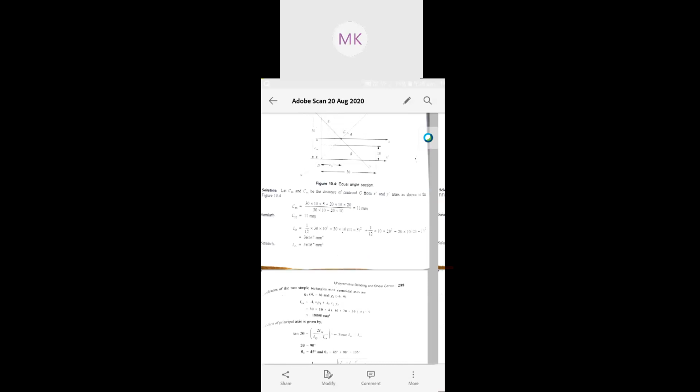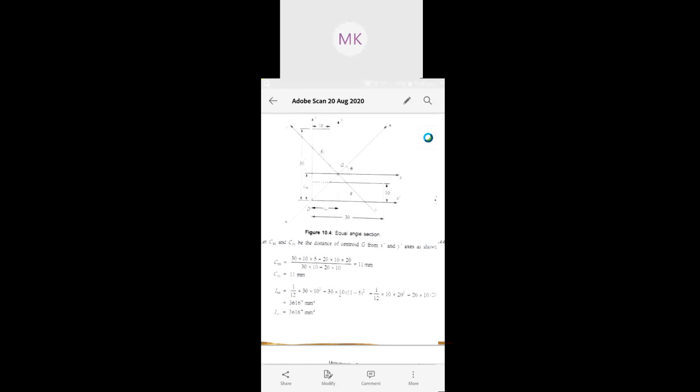You can name it a different way also, as per your convenience. But from the x dash and y dash axis, we need to find the distances Cxx and Cyy. As shown in the figure, please check that Cxx and Cyy are clearly written. From the y dash axis we need to find the Cyy distance, and from the x dash axis we need to find the Cxx distance.